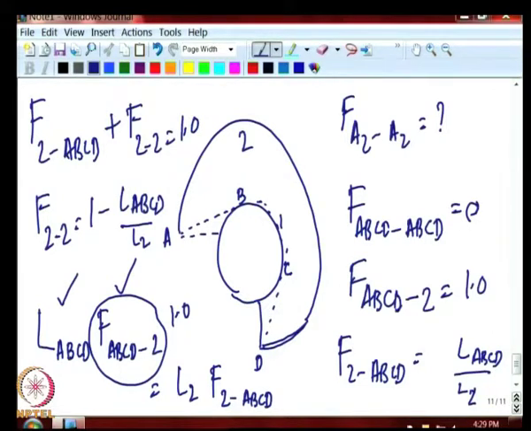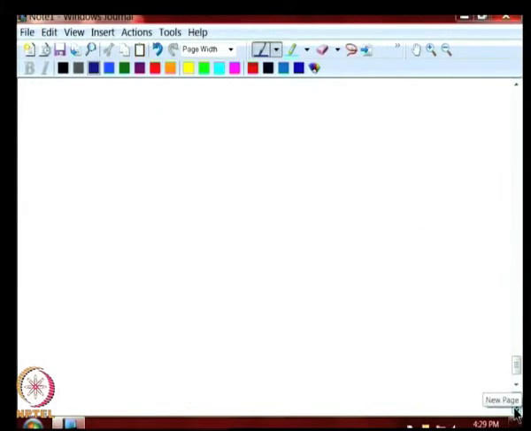So, here we have not directly applied Hottel's crossed string method, but the spirit has been used, which is that a convex surface cannot see itself, and if a convex surface is bounded completely by another surface, then all the radiation leaving the convex surface has to reach the other surface. Let me give a few more very simple examples to highlight that part.